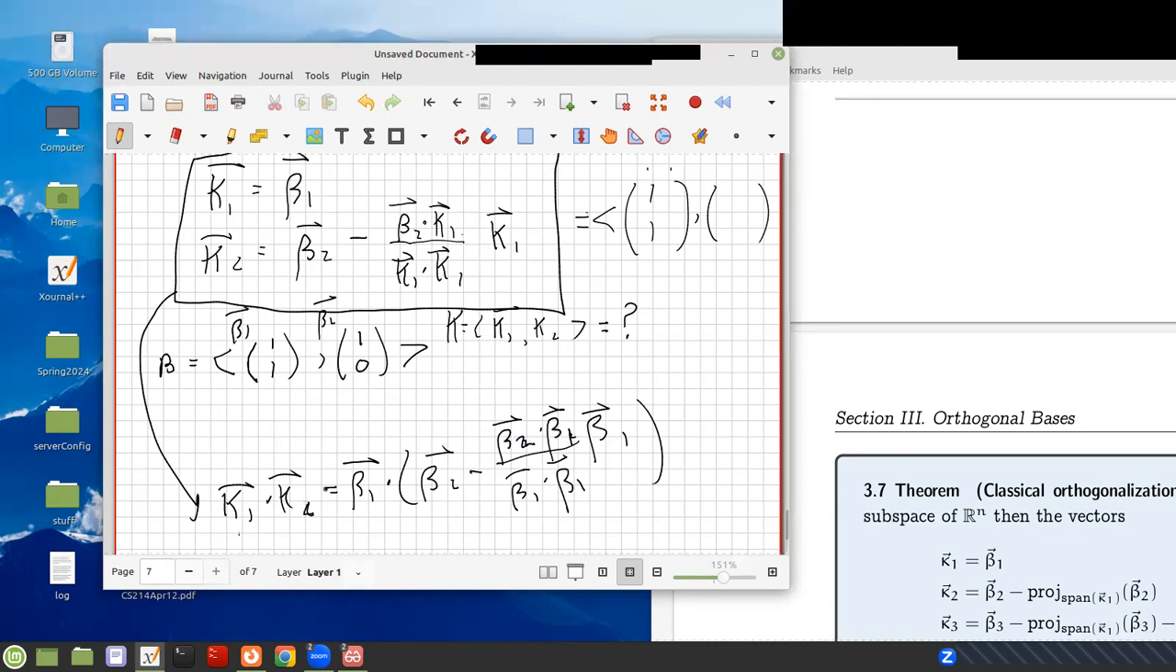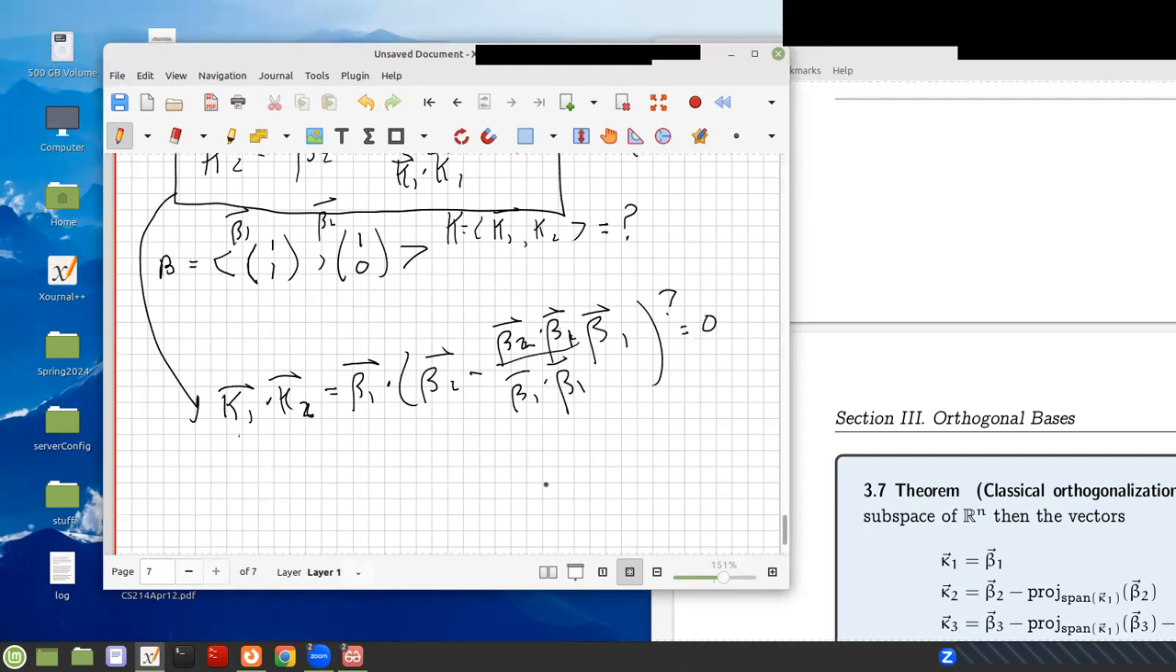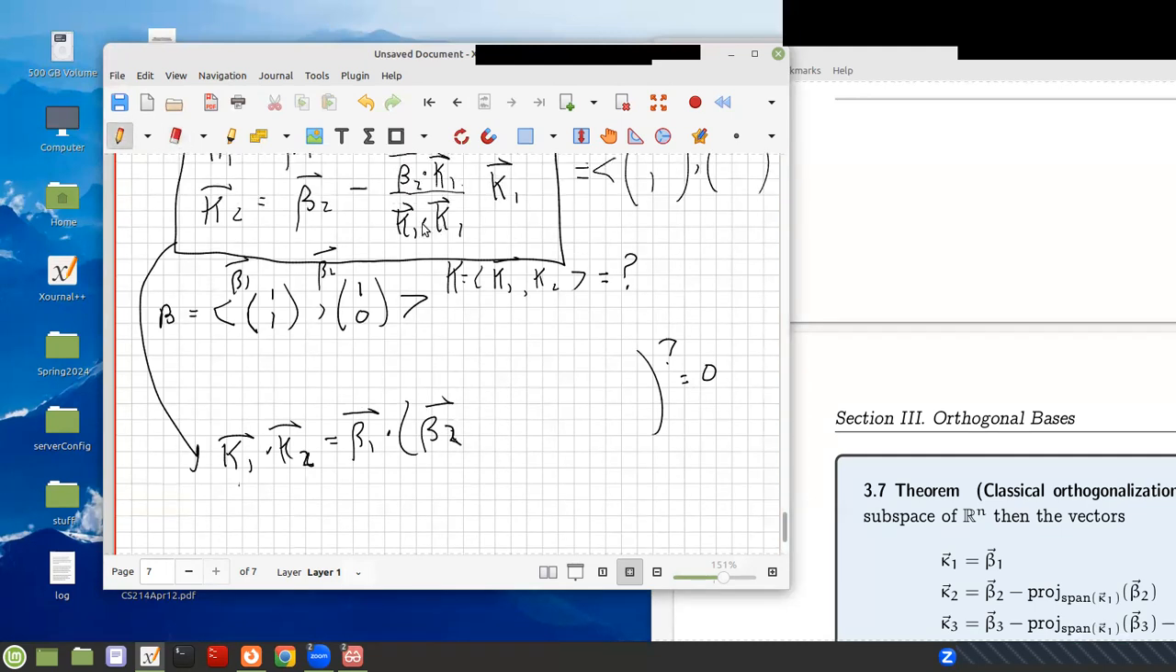I need to take the difference. I want this to be 0, right? So kappa 1 is beta 1, and I want beta 2 minus the projection. Kappa 1 is beta 1, so it's beta 1 over... oh, I'm going uphill. Let me rewrite this so it doesn't slope upwards, because I want this formula here to check it with beta 2. The kappa 1 is beta 1. So I'm going to do beta 1 dot beta 1 times beta 1, right? Okay.